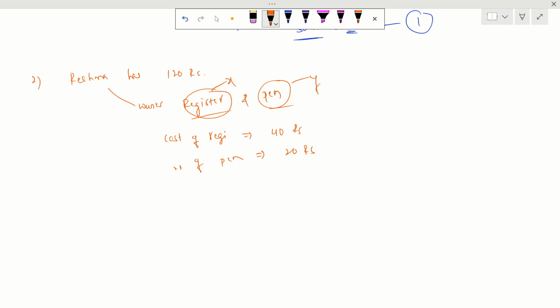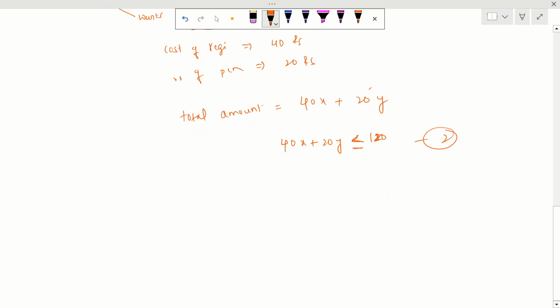The total amount spent on this purchase: a register is 40 rupees and the number of registers is x, so 40x; a pen is 20 rupees and the number of pens is y. So the expression is 40x plus 20y, and she has to purchase within 120 rupees, less than or equal to 120 rupees. This is the mathematical form of this statement.